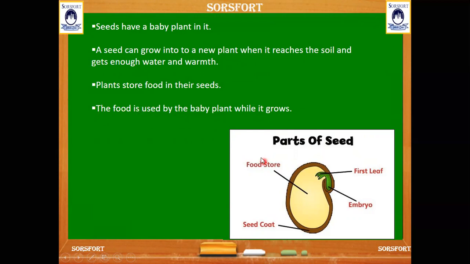The plants store food in their seeds, and the food is used by the baby plant when it grows. Where does the plant store food? In the seed. This part we call the food store, and the outside coat is called the seed coat. And this baby plant we call the embryo. And here grows the first leaf which comes out from the seed. This is the first leaf. When we sow it in the soil, keep it moist and water it, the first leaves come out.